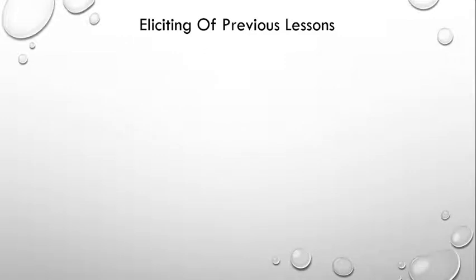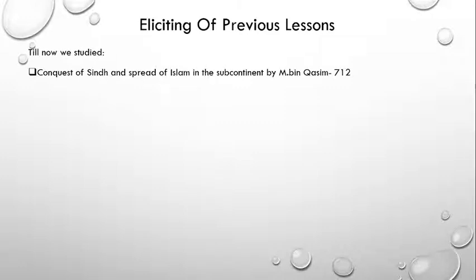Eliciting of previous lessons. Today we will have our last lesson of this chapter, but before moving to it, first we will elicit the topics that we have studied so far. Till now we studied number 1, Conquest of Sindh and Spread of Islam in the Subcontinent by Muhammad bin Qasim in the year of 712. We studied how Muhammad bin Qasim won the battle from Raja Dahir of Sindh and conquered this area, making Sindh a gate of Islam.